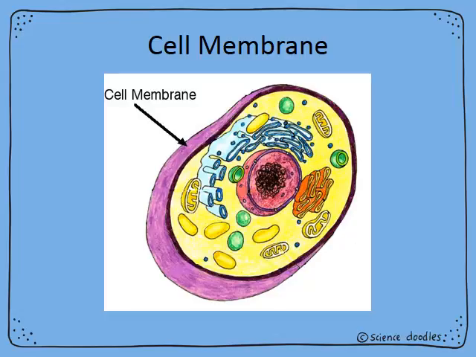So on this cell, which you can tell is eukaryotic, because it has all kinds of stuff on the inside, plus that circular part towards the middle, that's the nucleus. The outside purple section, that's our cell membrane. So it's the outside barrier and keeps all of that stuff inside.